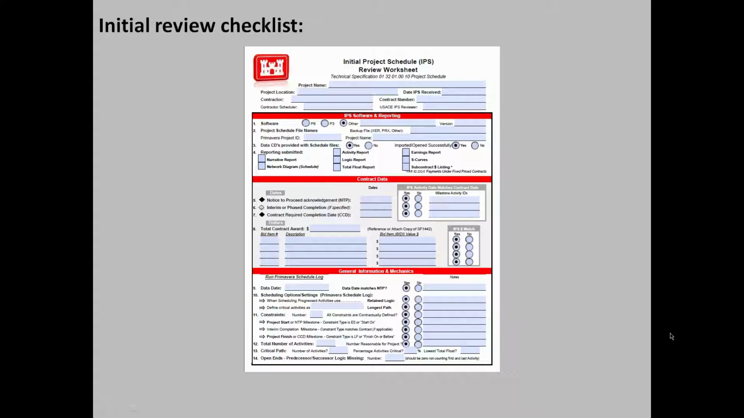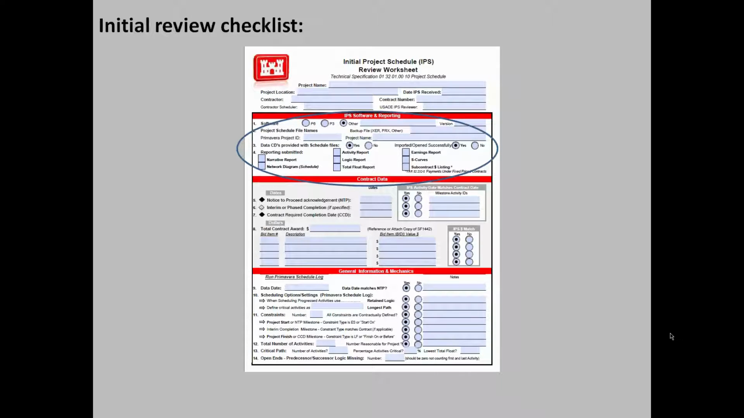Okay, let's take a look at page 1 of the initial review checklist. First couple of sections are merely administrative. At the very top, your project name, date you received the IPS, location of the project, contractor's name, your name, and the contractor's scheduler's name.